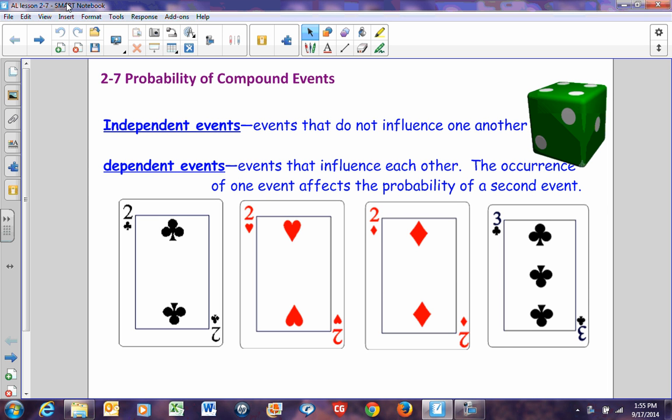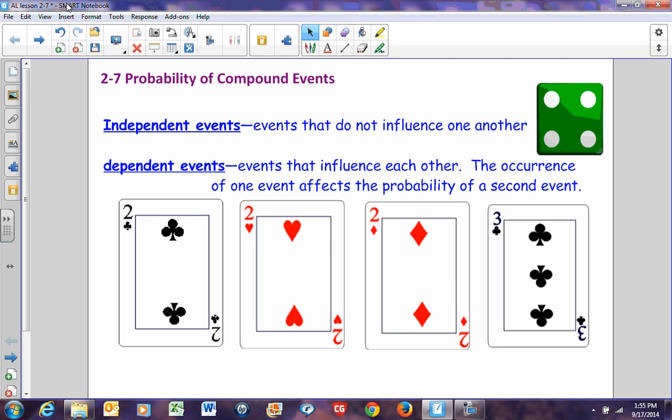An independent event is an event that does not influence another event. For example, rolling the dice. If I roll the dice, no matter what I get the first time, it has nothing to do with what I might get the second time. Just because I rolled the 6 this first time doesn't mean I can't roll the 6 the next time, because the 6 doesn't get taken off of the number cube. It stays on there, so therefore it's independent. It has nothing to do with the first roll, has nothing to do with what I'll get on the second roll.